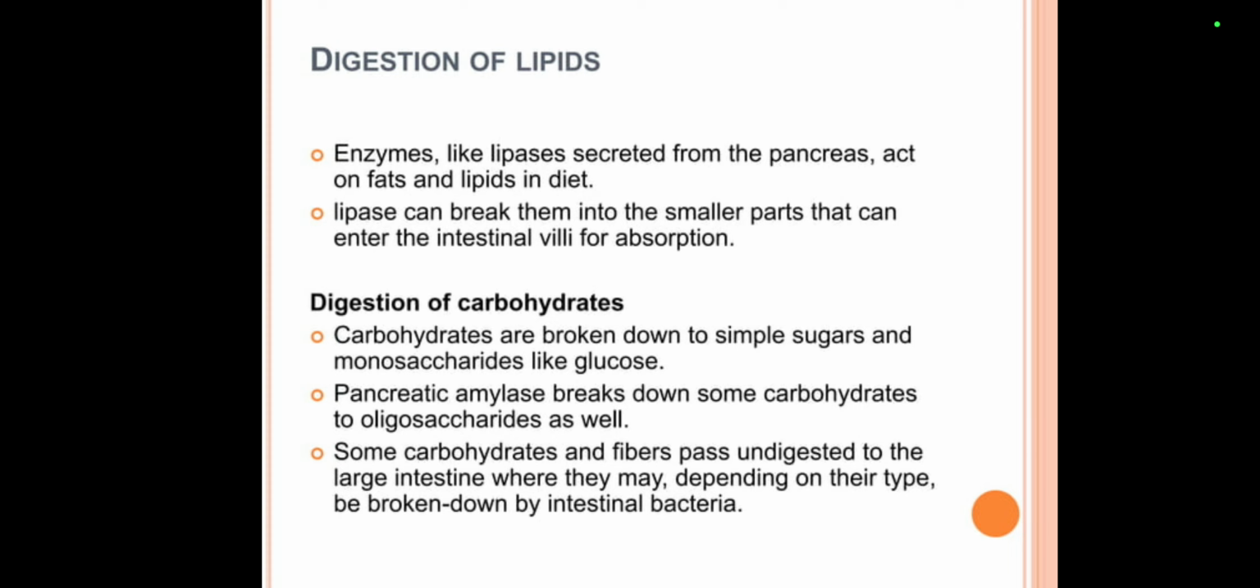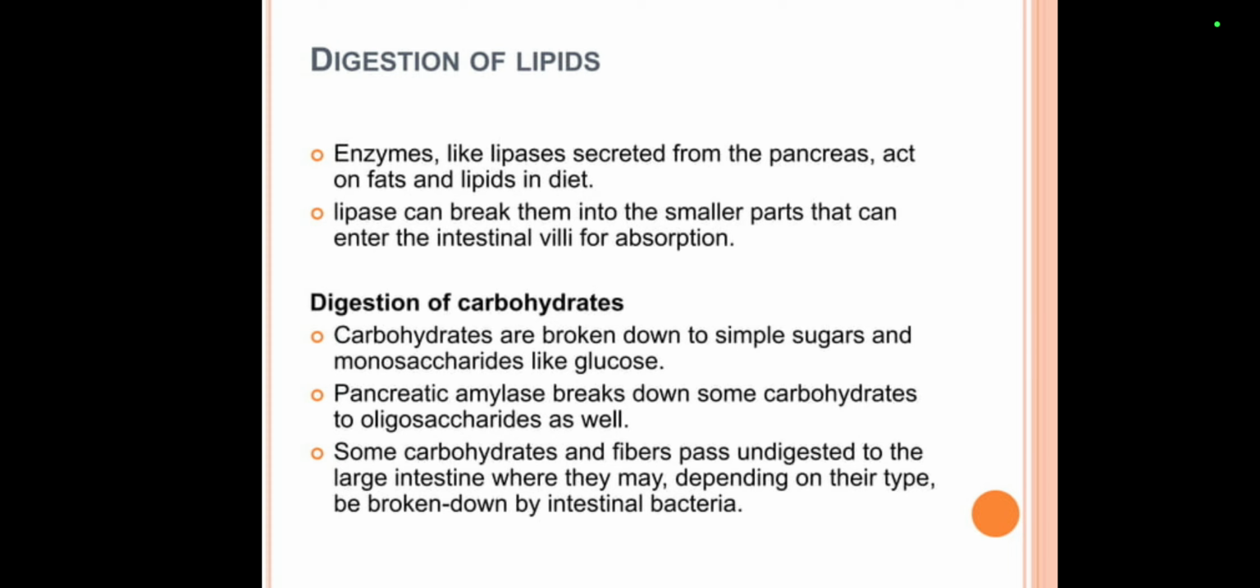So lipase can break fats into smaller parts that can enter the intestinal villi for absorption. That is how the digestion of lipids begins in the small intestine. Now let's proceed to the digestion of carbohydrates. What happens to the digestion of carbohydrates here in the small intestine?